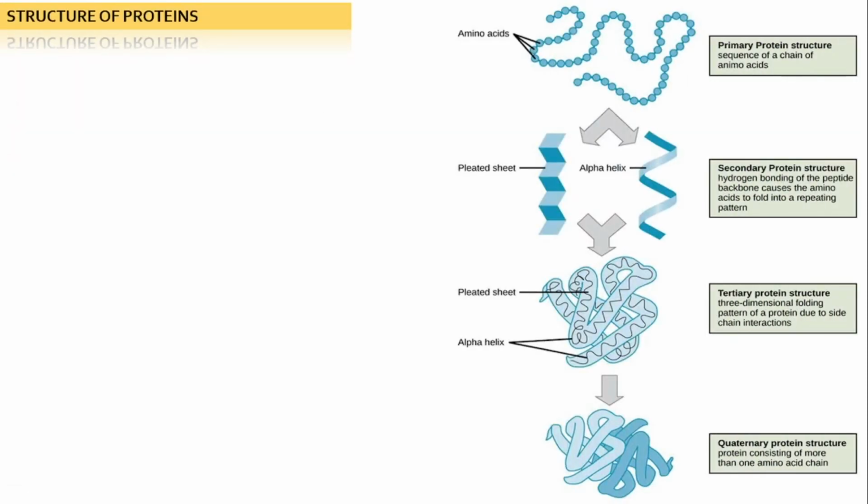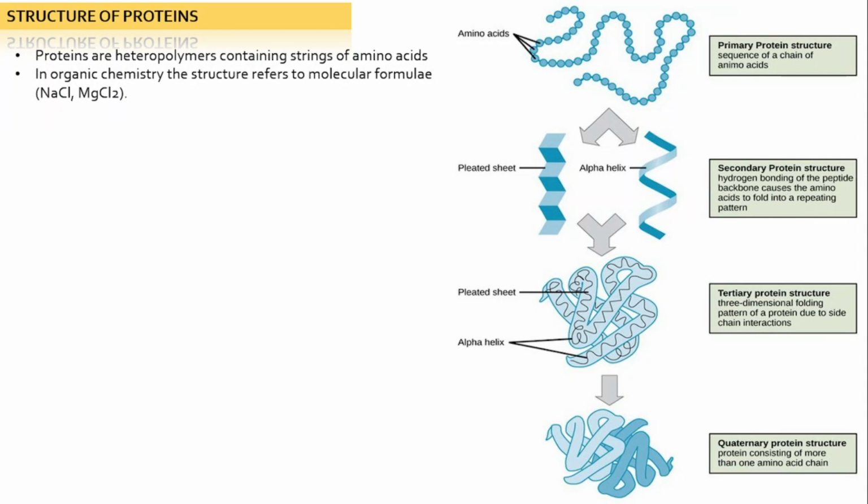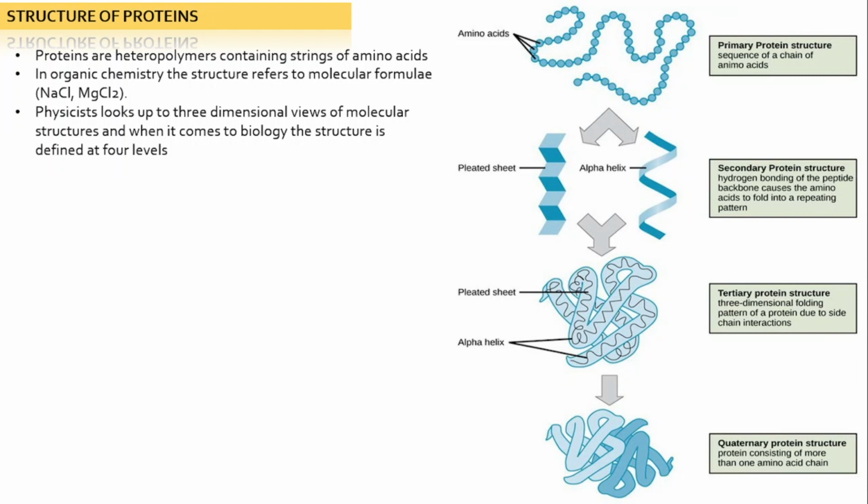Coming to the structure of proteins. Proteins are heteropolymers containing strings of amino acids. In organic chemistry, the structure refers to the molecular formula, for example NaCl and MgCl2, the formulas for sodium chloride and magnesium chloride. In physics, physicists look at the three-dimensional view of molecular structure, whereas in biology, we define structure at four levels.